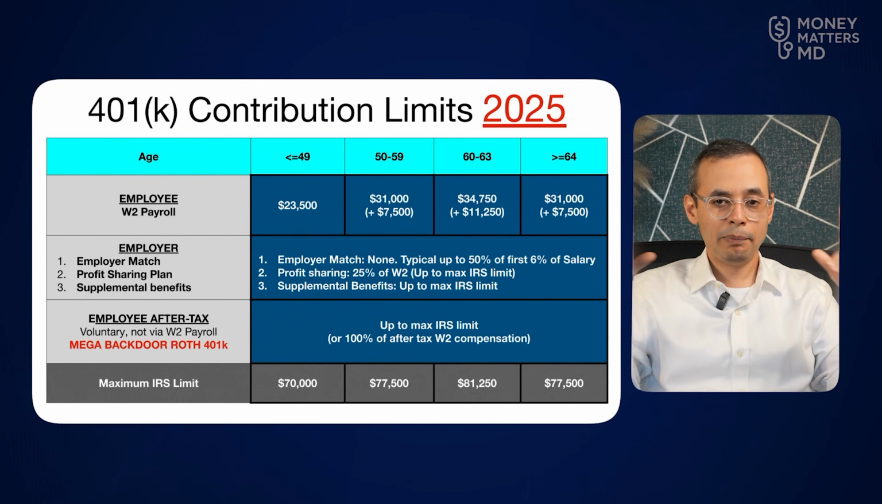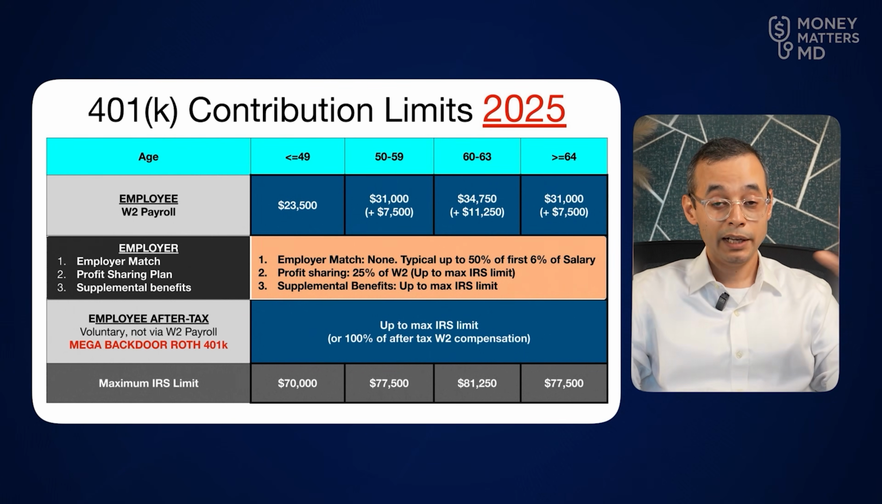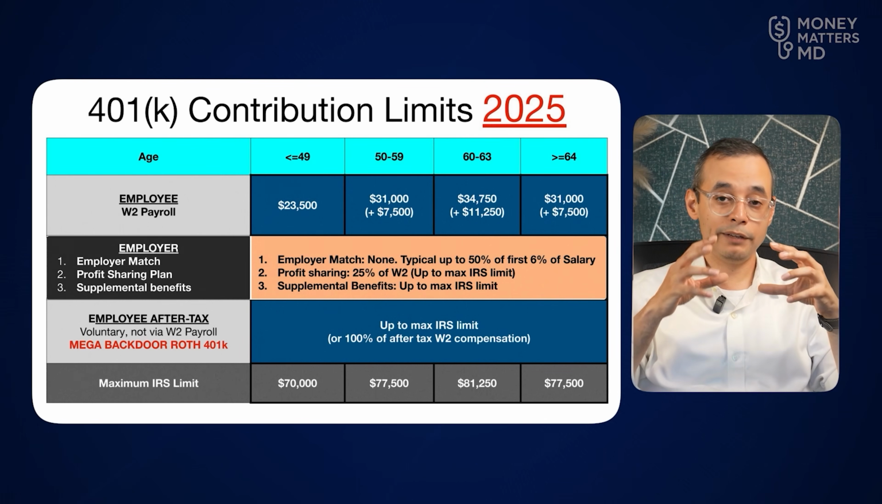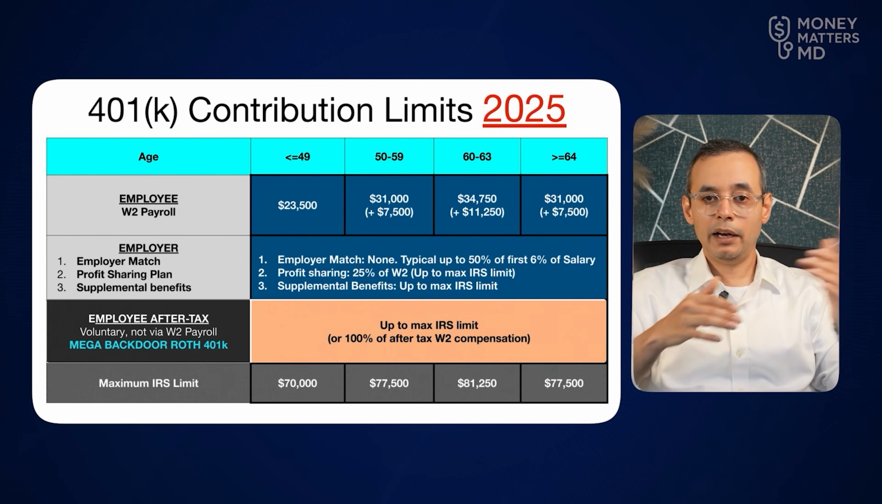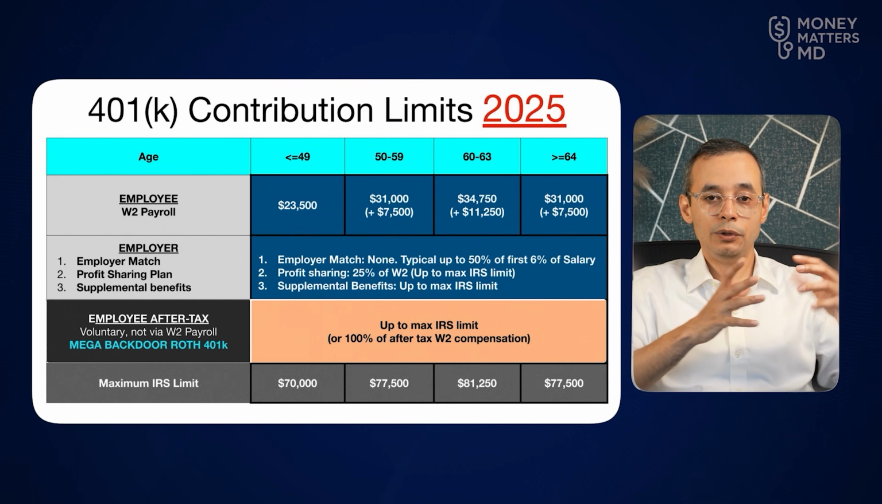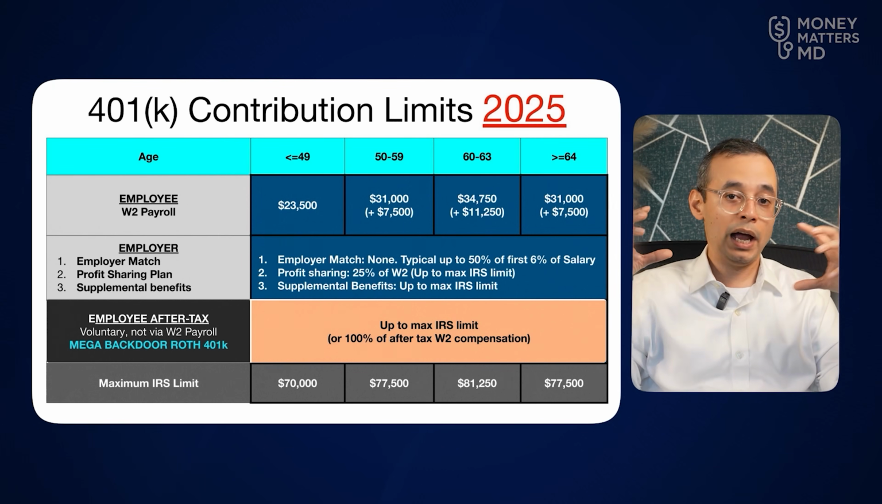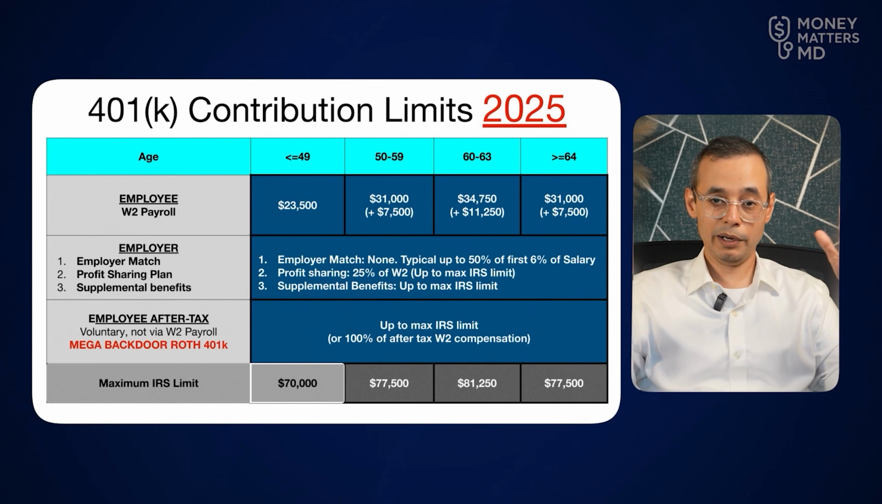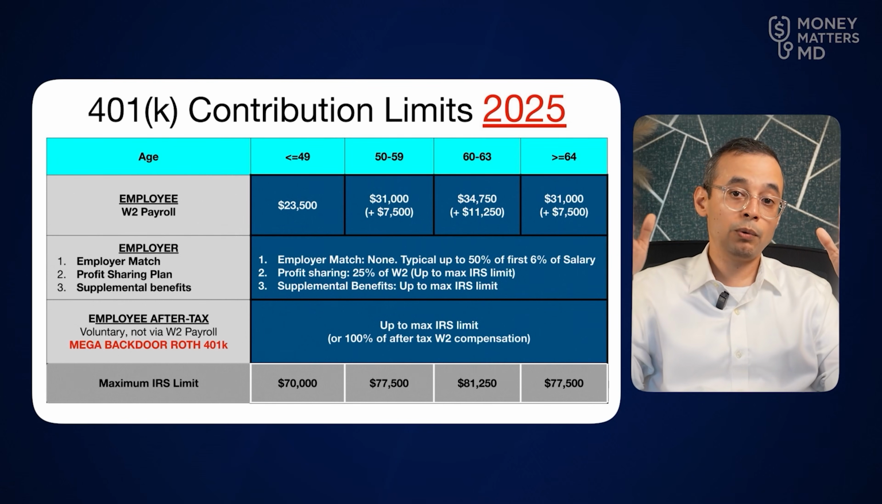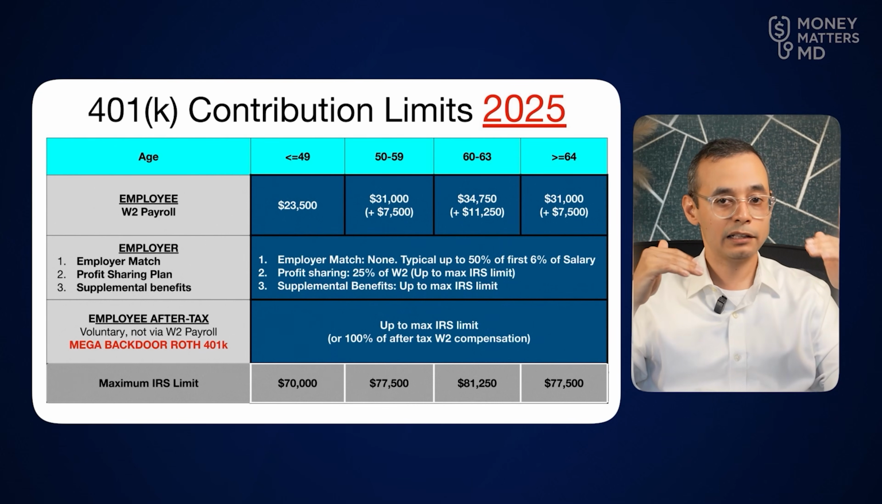For the profit sharing plan, the employer can contribute pretty much as they want, as long as it is less than or equal to 25% of your W-2 payroll. The employee after-tax bucket, again, has no separate cutoff. You can contribute all the way up to the IRS maximum for the entire 401k plan, which is $70,000, as long as you're 49 and under. The limits are higher as you get older. As you can see, the 401k maximum limits are extremely high, and if you can optimize every single tax bucket, you will be just fine contributing that much.